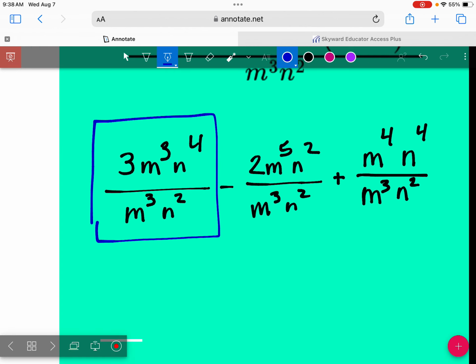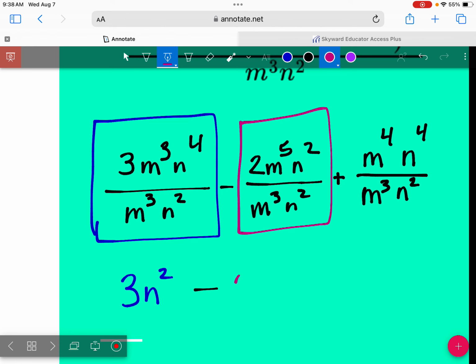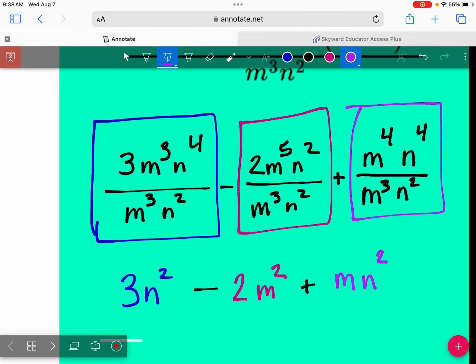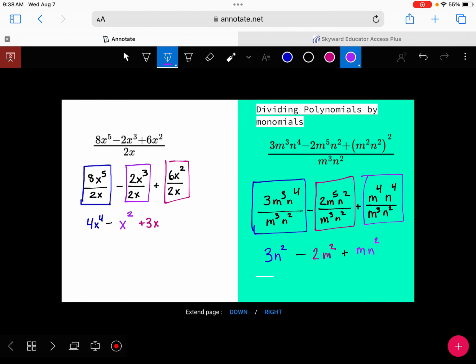What do we get when we simplify this one? 3n squared. How about this one? 2m squared. And our last piece here, mn squared. Okay? So again, things we've done, but it's been a hot minute since we did it.